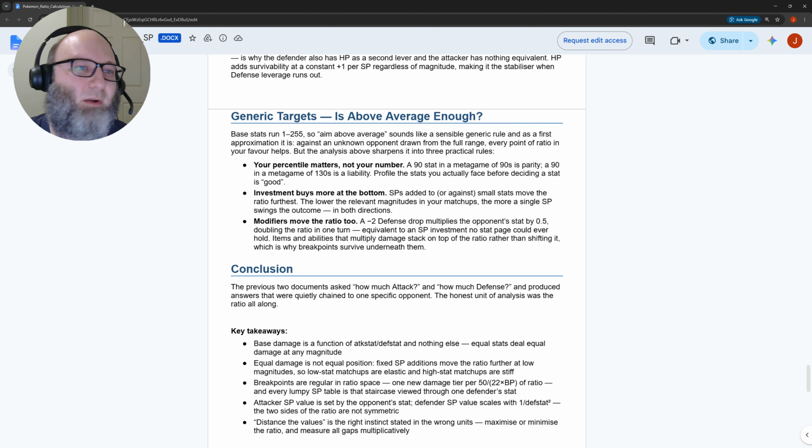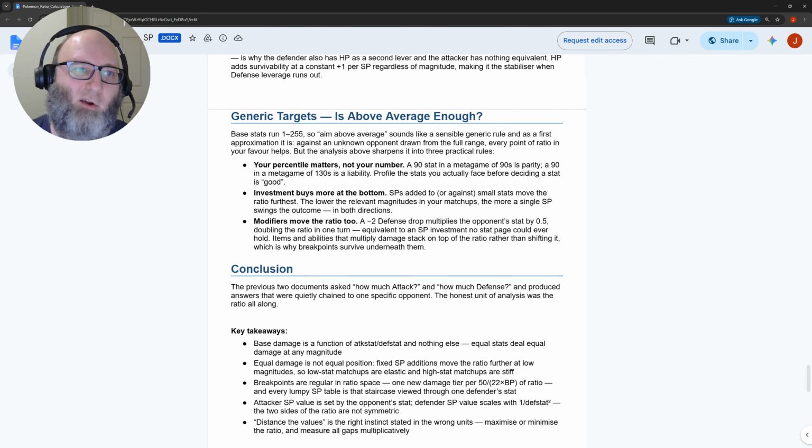Generic targets: is above average enough? Base stats run 1 to 255, so aim above average sounds like a sensible generic rule. And as a first approximation, it is. Against an unknown opponent drawn from the full range, every point of ratio in your favor helps. But the analysis above sharpens it into 3 practical rules. So your percentile matters, not your number. A 90 stat in a metagame of 90 is parity. A 90 in a metagame of 130s is a bit of a liability. Profile the stats you actually face before deciding a stat is good.